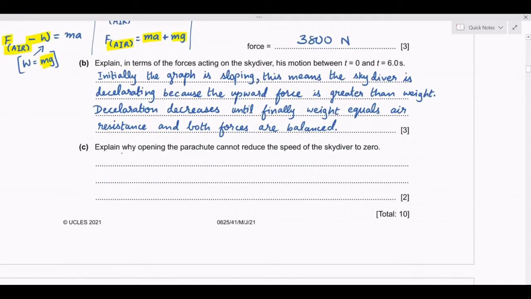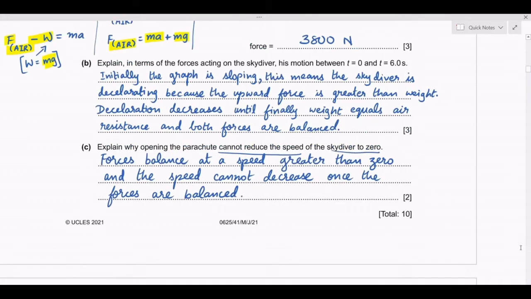Part C. Explain why opening the parachute cannot reduce the speed of the skydiver to 0. So the answer to that is that forces balance at a speed greater than 0, and the speed cannot decrease once the forces are balanced.